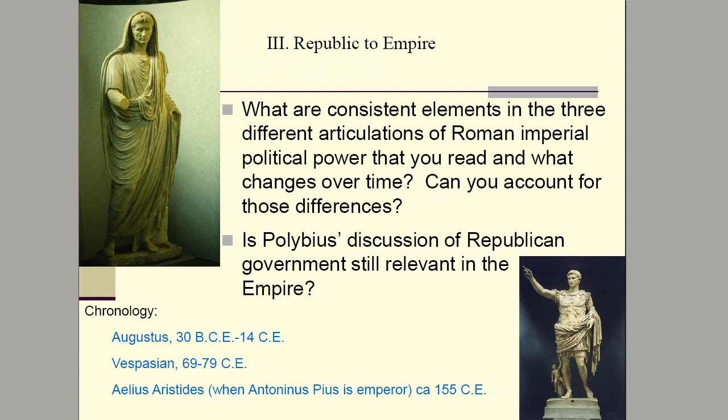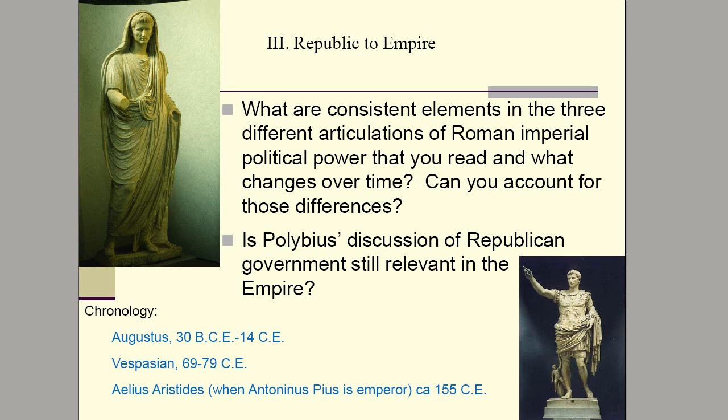The documents that we're looking at for class are the documents from or about Roman emperors at different periods of time. So the three Roman emperors that are under consideration here are Augustus, who reigned from 30 BCE to 14 CE, Vespasian, who reigned from 69 to 79 CE, and Aelius Aristides. Aelius Aristides is the author. Antoninus Pius is the emperor. And so Aelius Aristides wrote about the reign of Antoninus Pius around 155 CE. So we're going to look at all three of these and compare them in class.